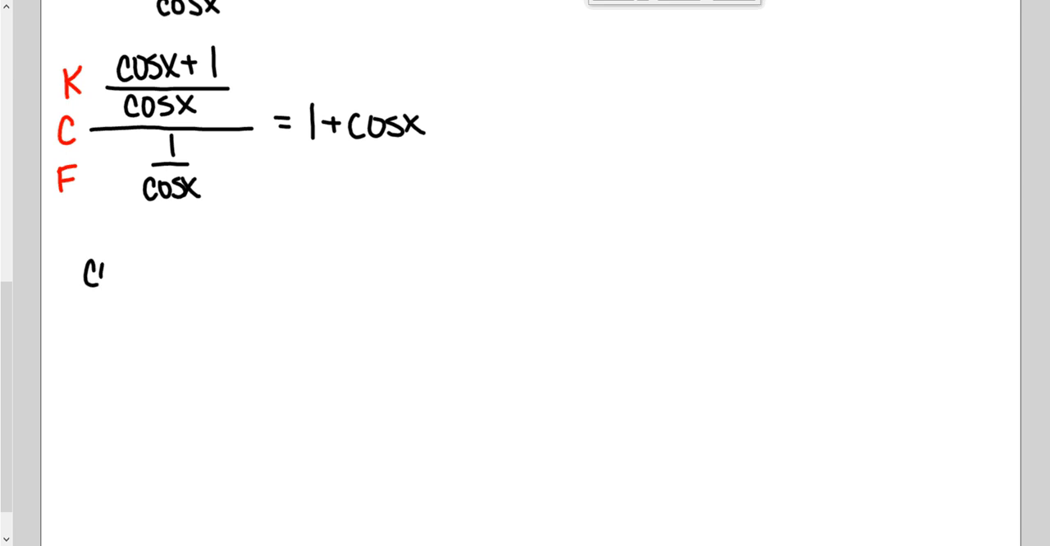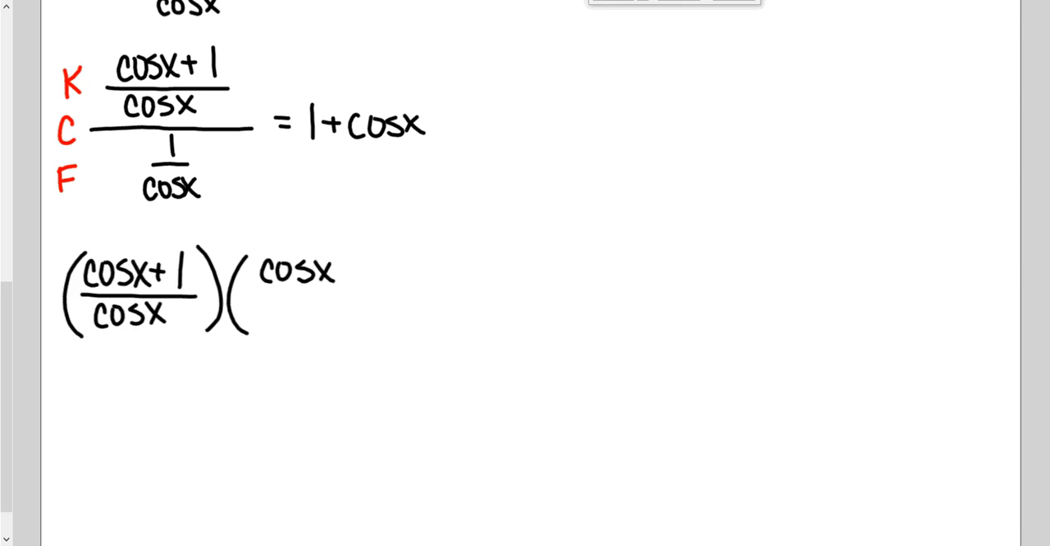Keep the fraction that is in the numerator exactly as it is. Change from division to multiplication. Flip the second fraction. At this point, we're multiplying fractions. We are able to cancel out anything that shows up on top and bottom, which for us are those cosines. I'm left with cosine x plus 1 over 1.